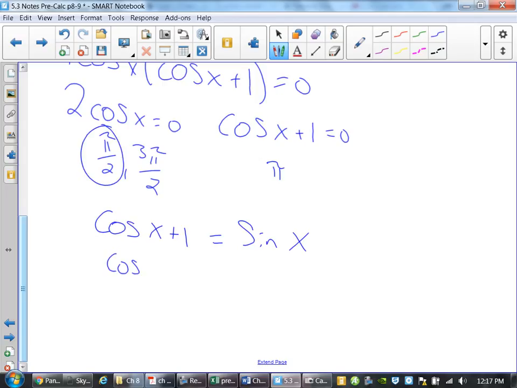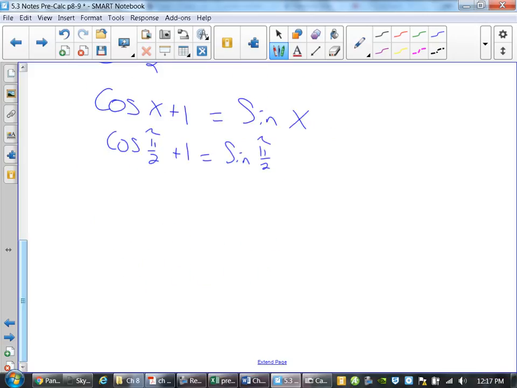What is the cosine of pi over 2 plus 1? Well, what was the cosine at pi over 2? What's 0 plus 1? 1. What's sine of pi over 2? 1. Does that work? Yes. So pi over 2 is good. Now 3 pi over 2. Cosine of 3 pi over 2 is 0 again.